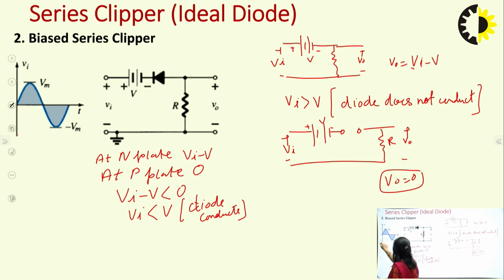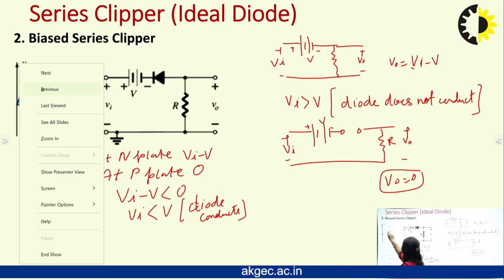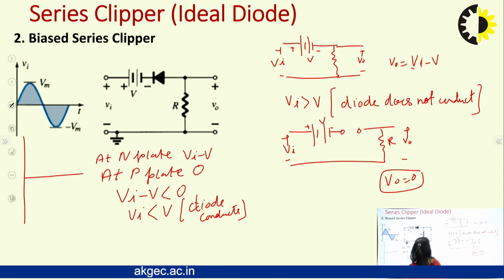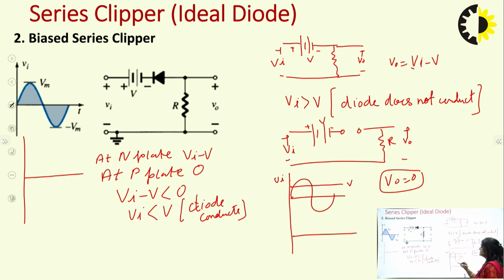So this is our input waveform, and from this we will plot the output waveform. Our threshold condition is Vi less than V. This is our input signal, and for this we have to plot the output. We also have to plot the V line. So this is our V. Now from this point we will draw the perpendiculars.